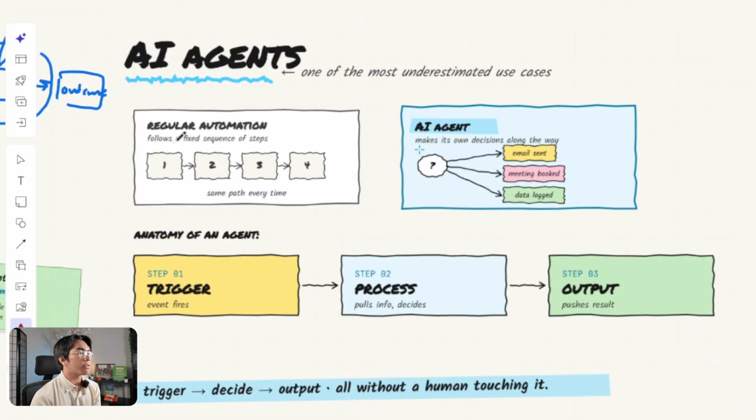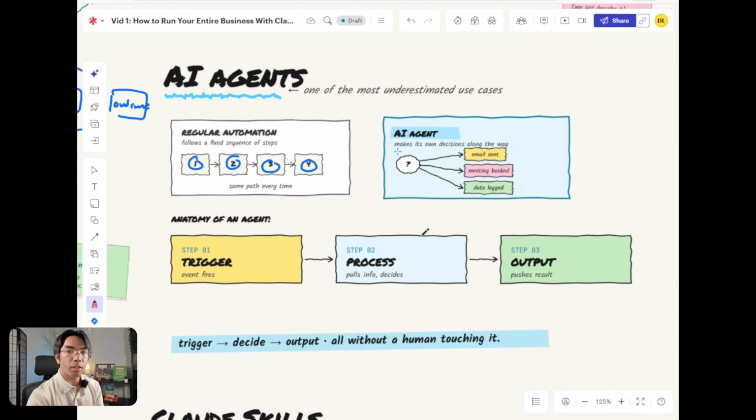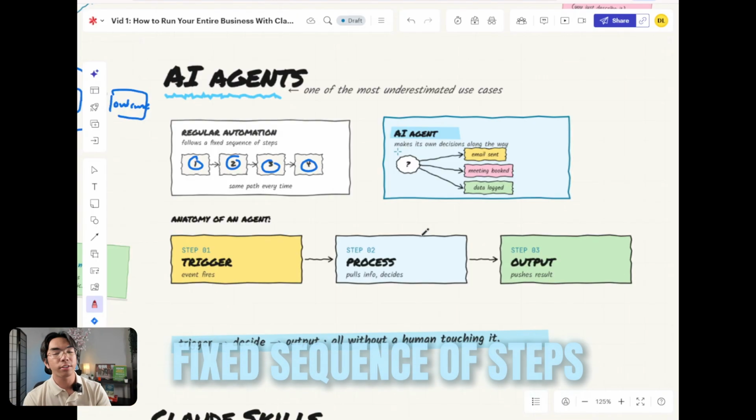A regular automation follows a fixed sequence of steps. So this would be step 1, step 2, step 3, step 4. Same path every single time. In the previous section where I was talking about automations and workflows using Claude Code, this just meant we were building an automation using Claude Code. Automations, like I mentioned here, are a fixed sequence of steps.